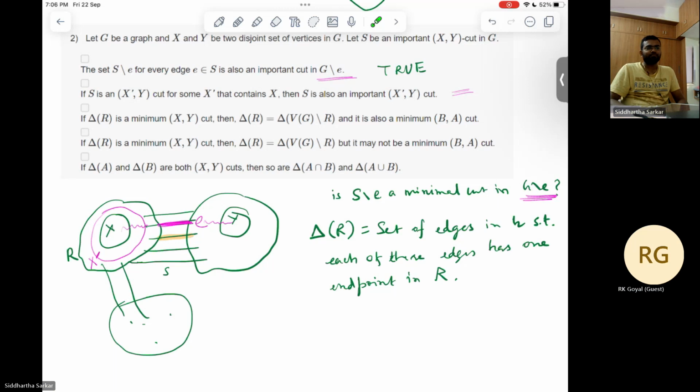It is like viewing it from one side or viewing it from the other side; you are going to get a cut anyway. Let us mark it true. The next one is just negating what we just established to be true, so it has to be false then.